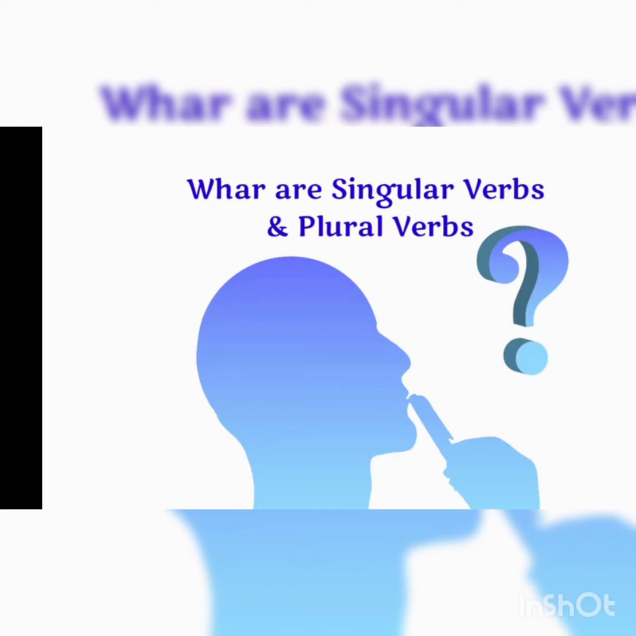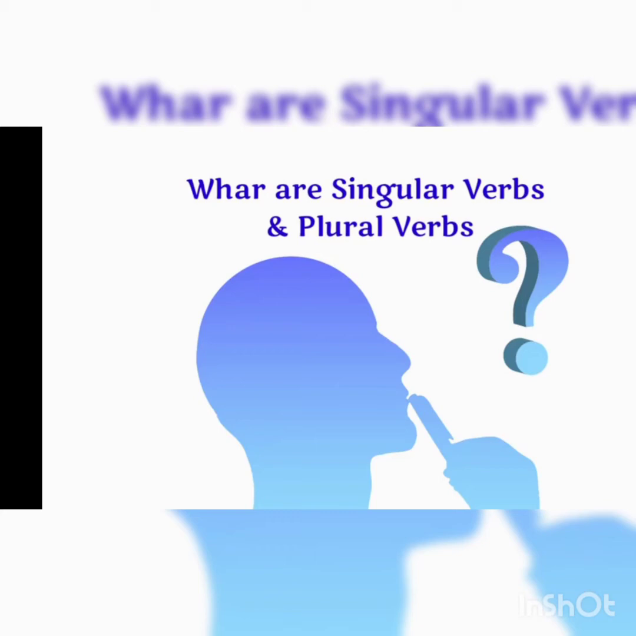Whereas in verbs, it's totally opposite. When we add s or es to any verb, it becomes singular. Totally opposite from the nouns. And when we use the verb without s and es, then it becomes the plural verb. I will show you some examples for better understanding.